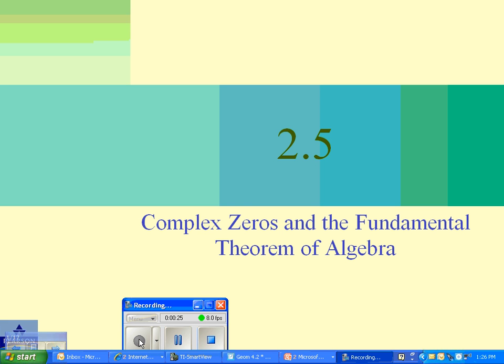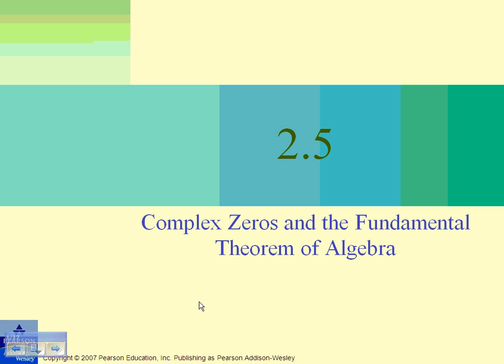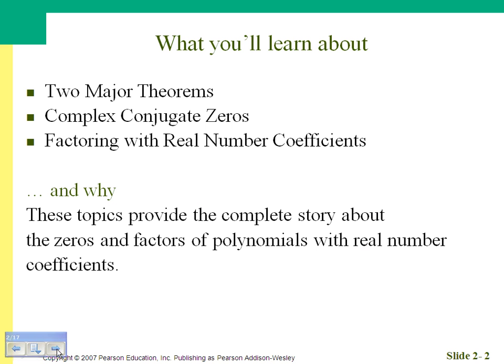When we go back, today's lesson, 2.5, we're going to talk about complex zeros and the fundamental theorem of algebra. As the name implies, this is going to get to a very important theorem, and we're going to be kind of finishing off what we've been talking about with the whole idea of polynomials and how many solutions they have. Today's lesson, we're going to talk about two major theorems. Actually, one's major, one's kind of minor.